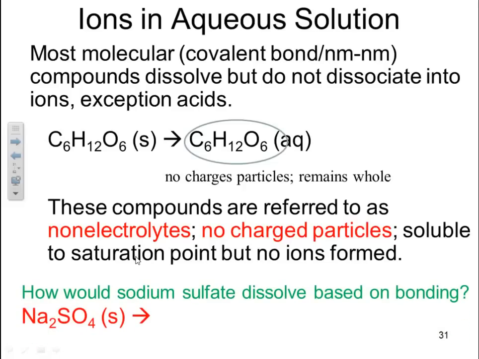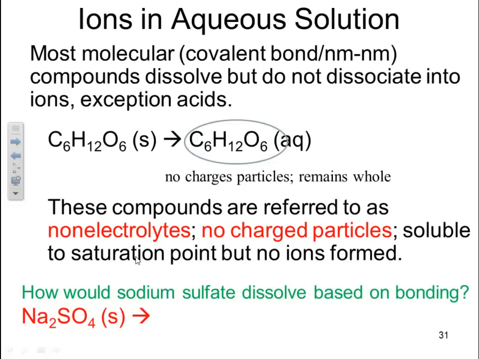Now, if you're following what I'm saying here, you should be able to answer the following question. How would sodium sulfate dissolve based on bonding? Remember, we talked about sulfate, and we said that's a polyatomic ion that has covalent bonding. So we're saying that this is a soluble salt. Sodium sulfate is a soluble salt. If I stick it in water, it's going to dissolve to some point where it reaches its saturation point.